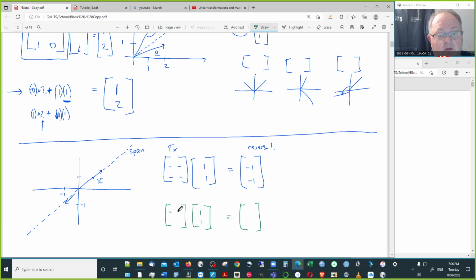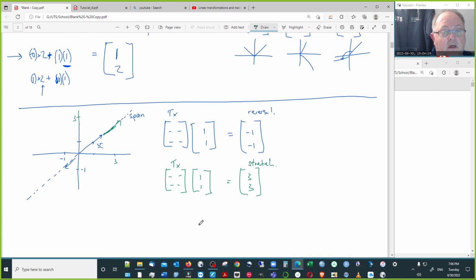Okay, so this transformation matrix might stretch it. It might take the 1 1 and keep it on the span and move it up to 3 3, and so it would come up to this point. So that would be 3 3. What would be the transformation matrix that would do that? So that's a stretch. Okay, and I'll do one more if that's okay.